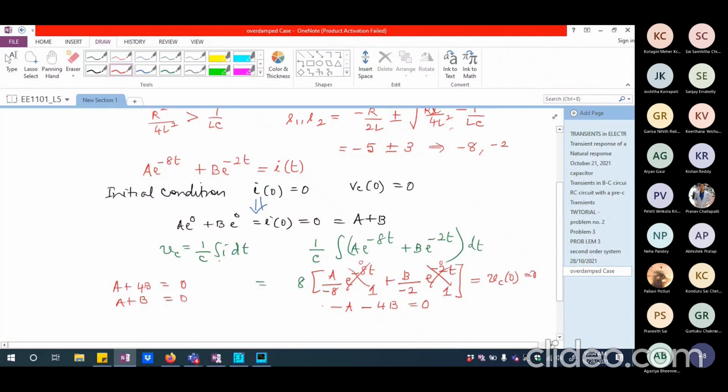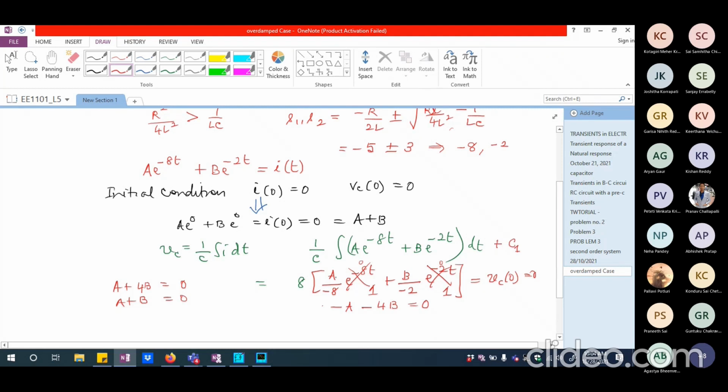Look at this. VC of 0 is 0. That's fine. Should we have some initial condition plus some constant? There is no constant here because A and B only you want to solve for. While integrating, do we get any constant here, ma'am? Constant of integration. Should we have a constant of integration which is C1? If I just simply say C1, so A plus 4B.